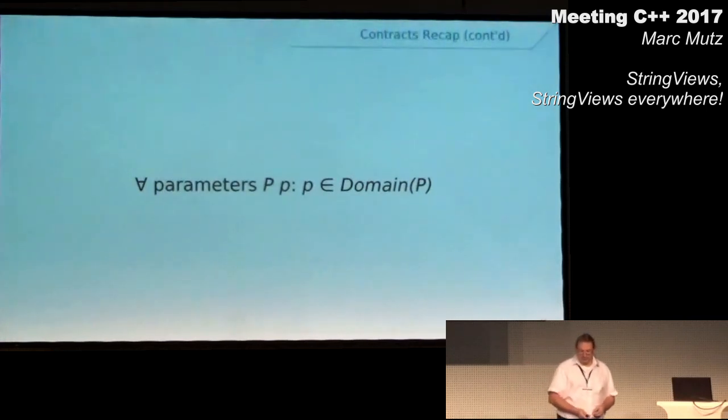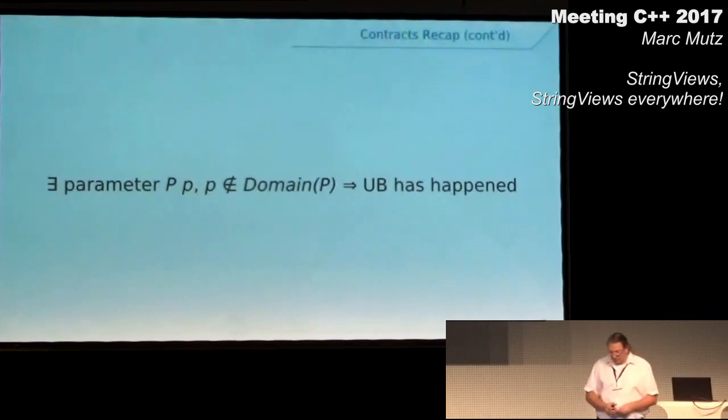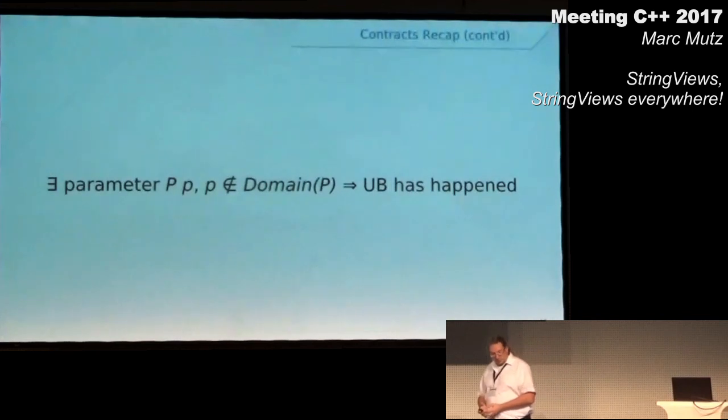Yeah? So assume that there exists a parameter p which is not in the domain. Then I say that undefined behavior has already happened because you cannot have legally constructed such a value. The constructor should have prevented you. Or the mere calling of that constructor will have already invoked UB.